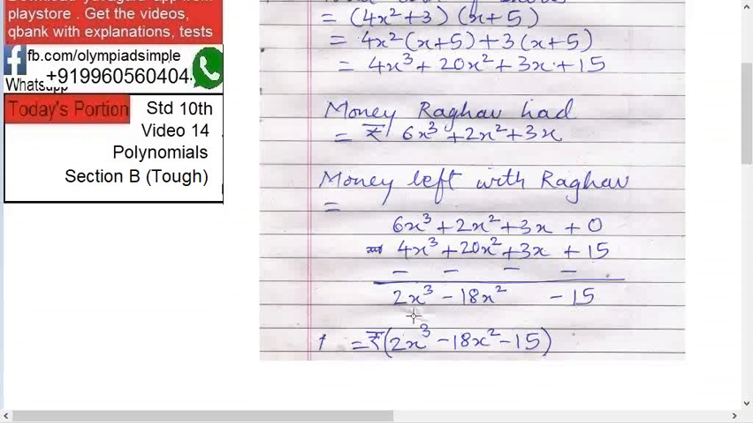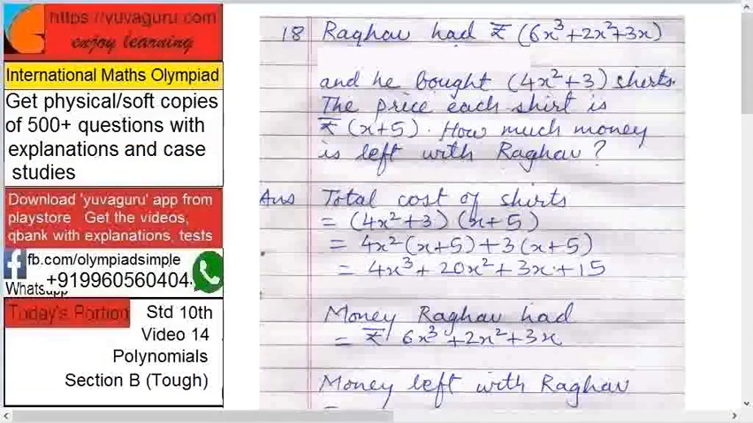So what is the money left with him? 2x cube minus 18x square minus 15. This much is the money left with Raghav. Okay, that is the answer.